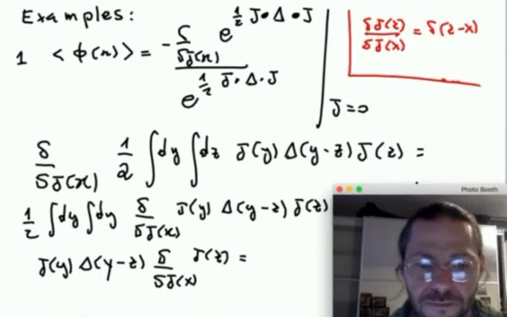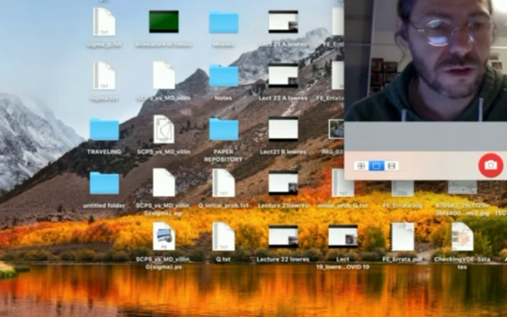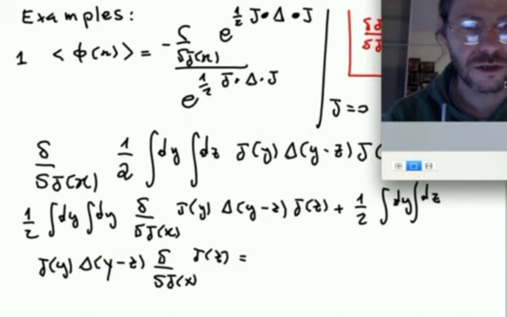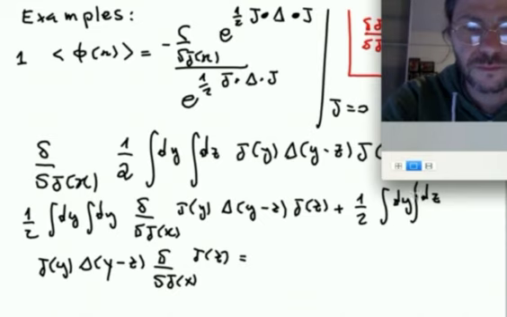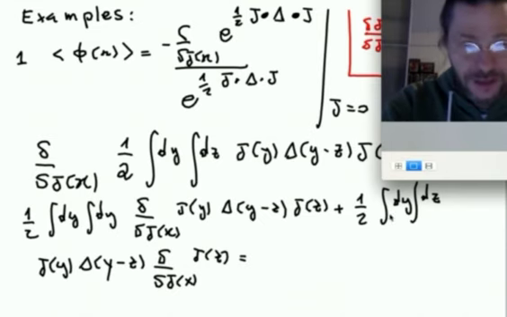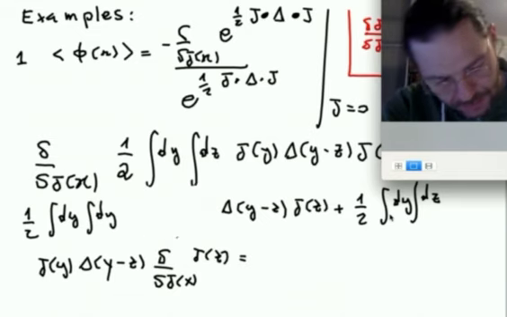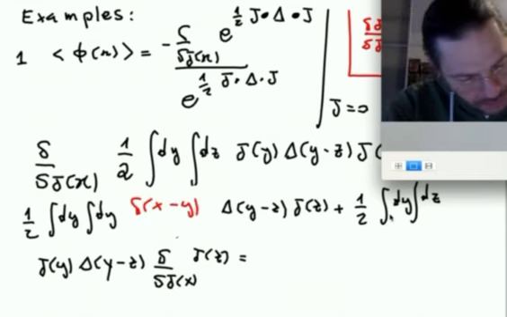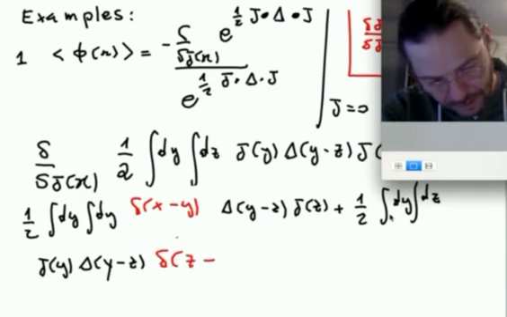I don't know how to put it. If I do this, here I will get a delta function. So let me just replace it with a delta function of x minus y, and I will get a delta function here, delta function of z minus y.